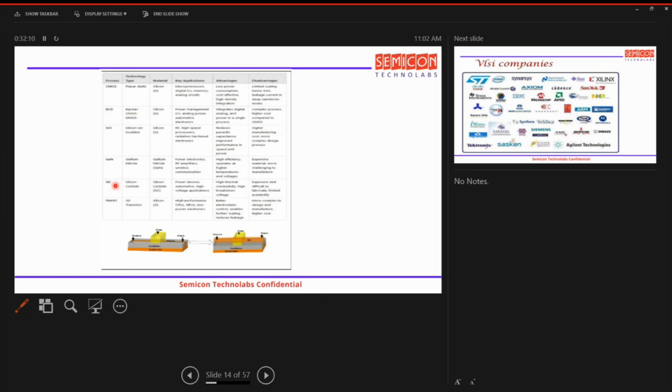Okay, what we need. All right. So I'll just touch base on this CMOS. CMOS key applications: microprocessors, digital ICs, memory, analog circuits, and then for FinFETs, it is high performance CPUs, GPUs, low power electronics.